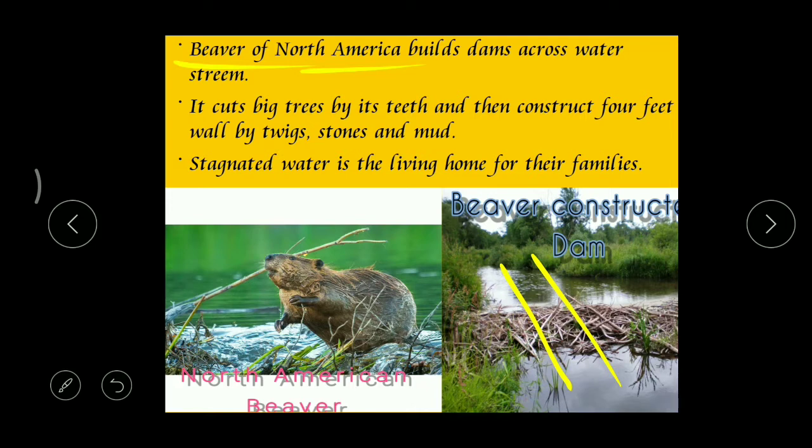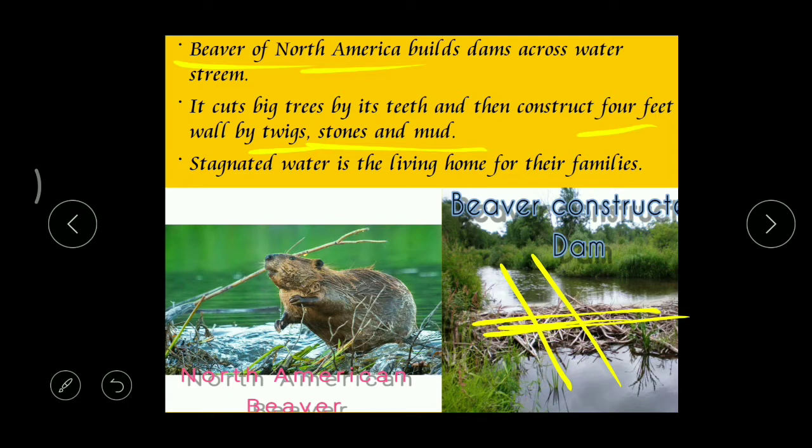So then what it does is, with the help of very sharp teeth, this animal has very sharp teeth, and with the help of those teeth, it cuts the stems of plants. So the trees fall down, and in this way the trees fall across the water like this. And then it also adds stones and mud. So by using these twigs, meaning branches or stems, and then stones and mud, it is able to construct a wall four feet in height.